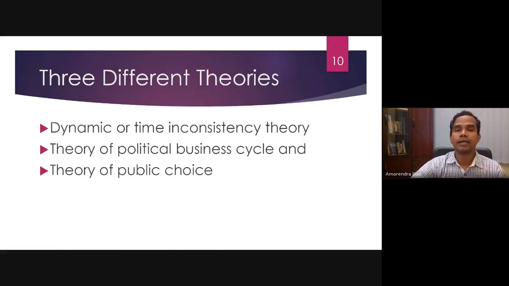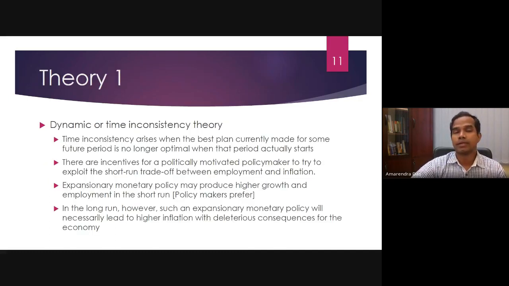And then there are three different theories provided in the context of the benefits of the autonomy of the RBI. One is the dynamic or time inconsistency theory, the theory of political business cycle, and the theory of public choice. These would explain the interference in the RBI's activities. Now coming to the first one, the time inconsistency theory, which says that time inconsistency arises when the best plan currently made for some future period is no longer optimal when that period actually starts.